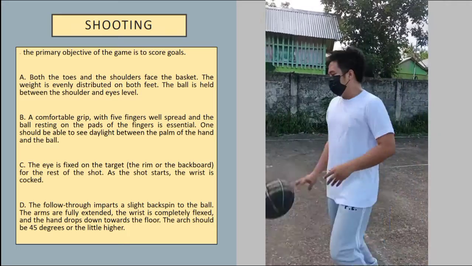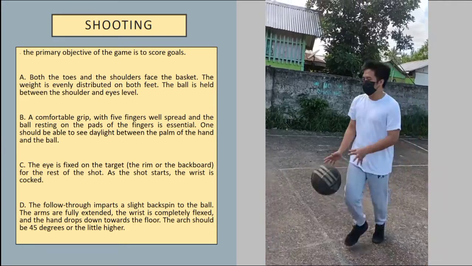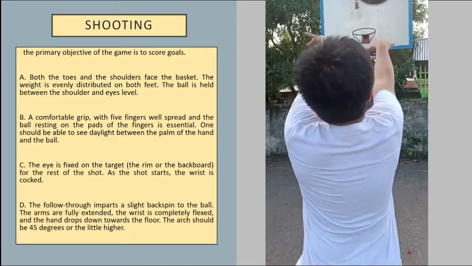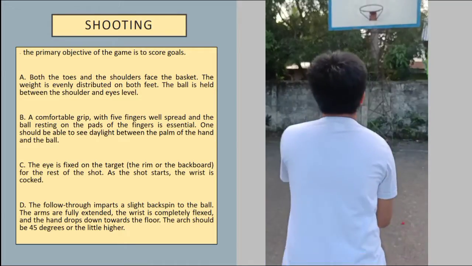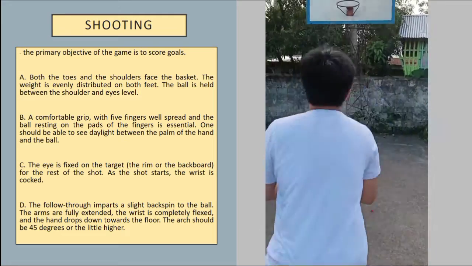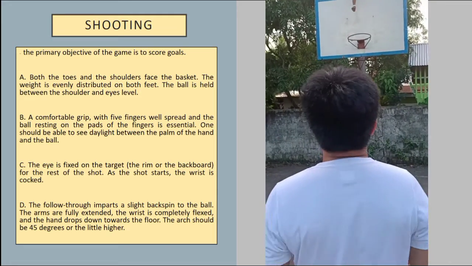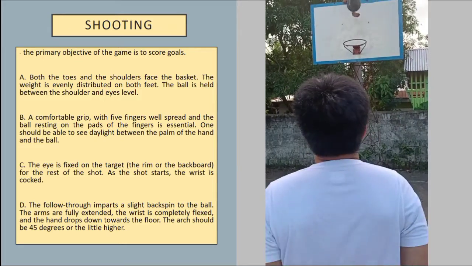As the shot starts, the wrist is cocked. The follow through imparts a slight backspin to the ball. The arms are fully extended, the wrist is completely flexed, and the hand drops down towards the floor. The arc should be 45 degrees or a little higher.